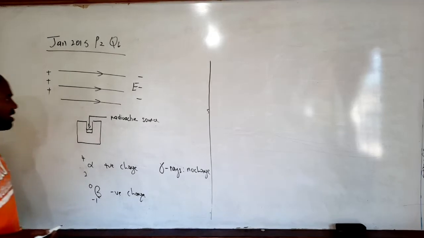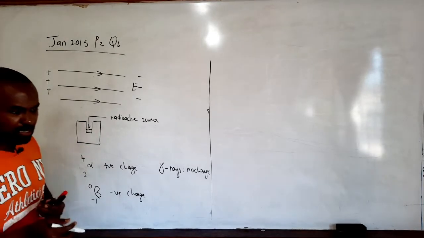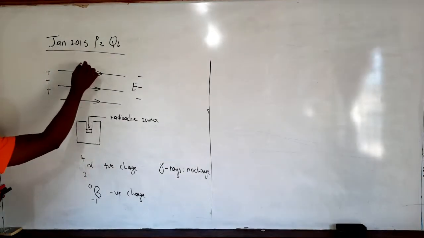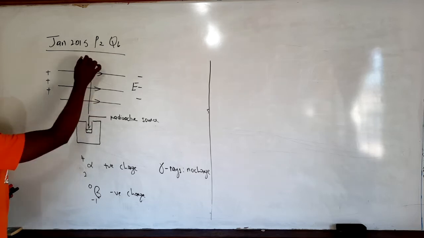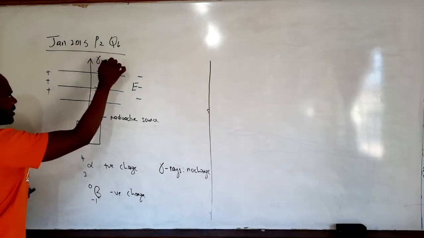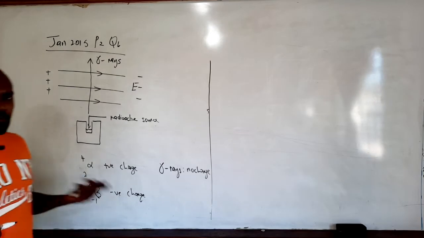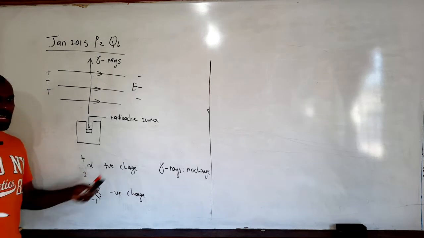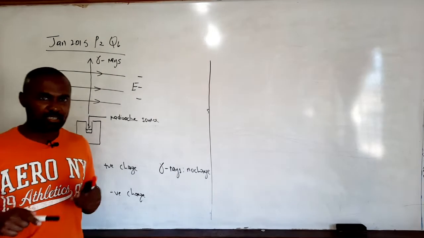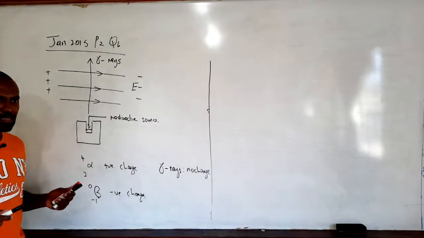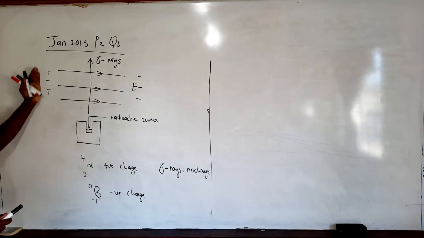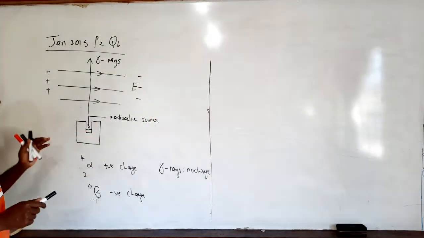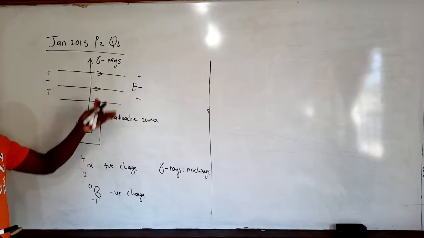So what this means is that if this source is emitting alpha particles, gamma rays, and beta particles, then essentially the gamma rays will go straight through undeviated. Because gamma rays have no charge, they will not be affected by the electric field. Now, alpha particles are positively charged, and of course we know that like charges repel and unlike charges attract. So if this end is the more positive potential, and this end is the more negative potential, the alpha particles will be deflected towards the more negative potential.